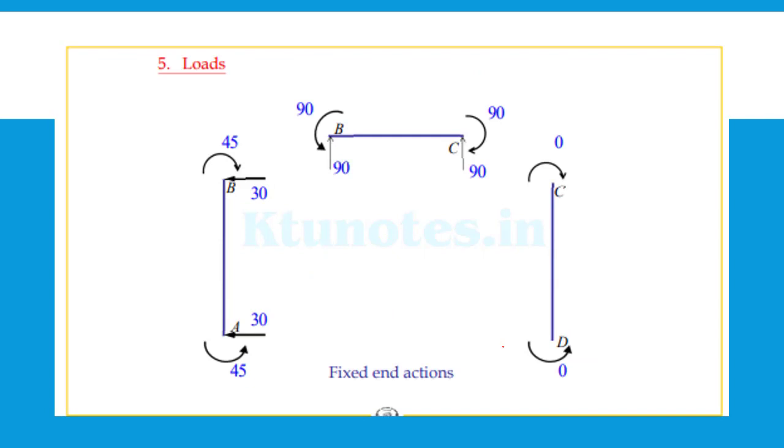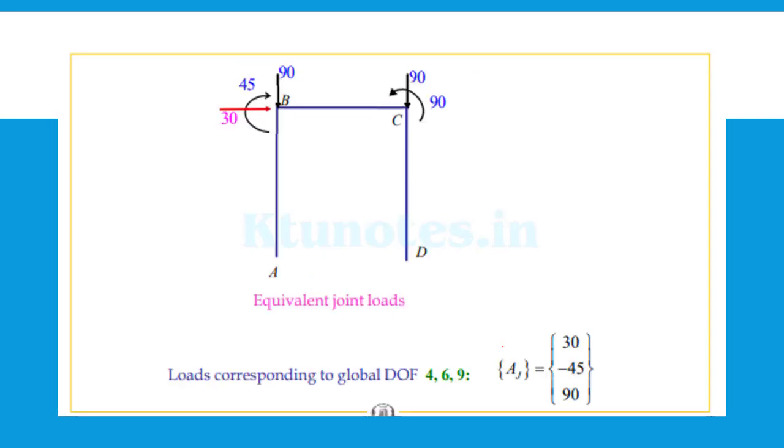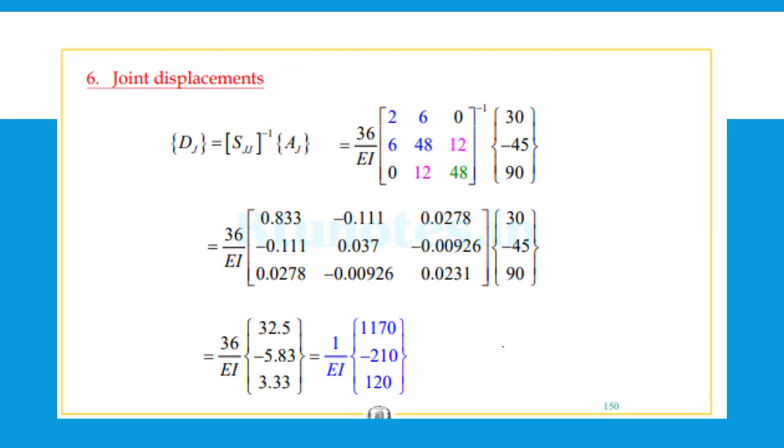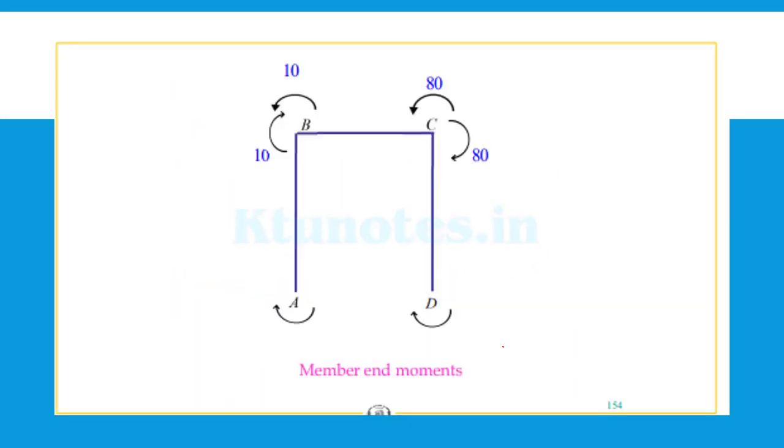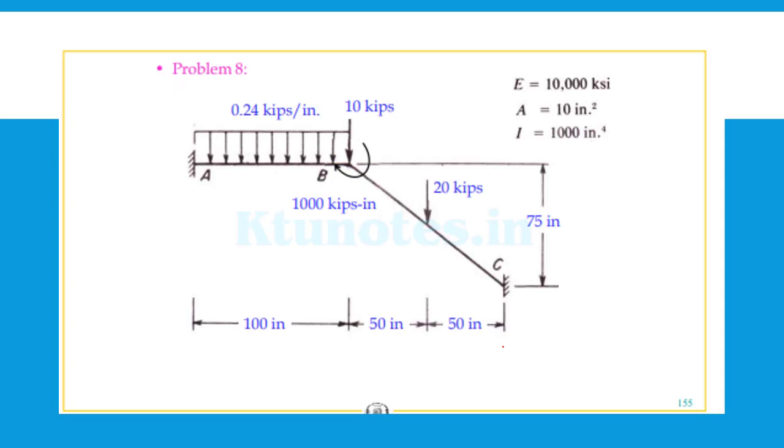And then the procedure will be the same: the load calculations, getting the joint load, joint displacement, member end actions, member 2, member 3, member end moments. All the values will be the same. So these problems you can do as homework. The only thing is it's in a different unit, 0.24 kips per inch. Some load is there, so we have to convert it to the equivalent joint loads. Then the angle has to be taken properly for the rotation matrix.